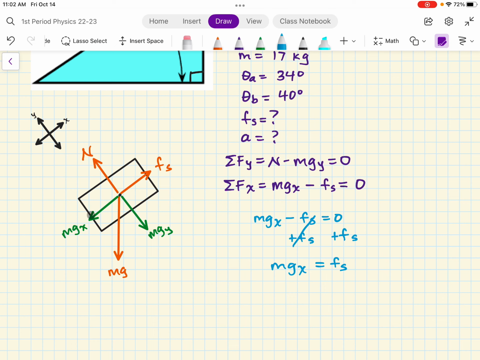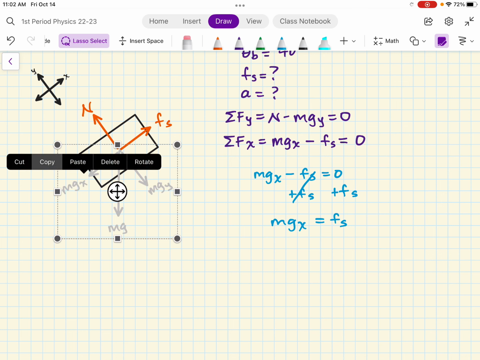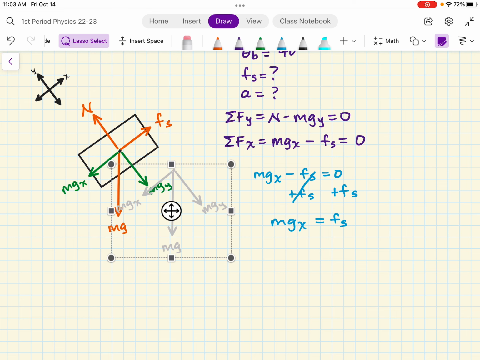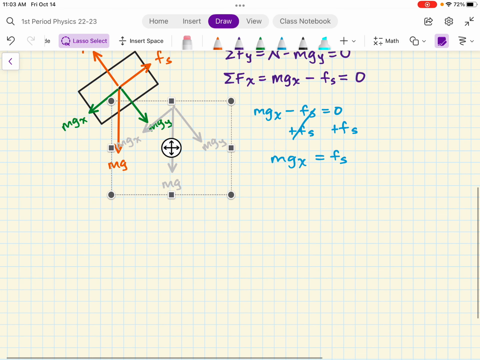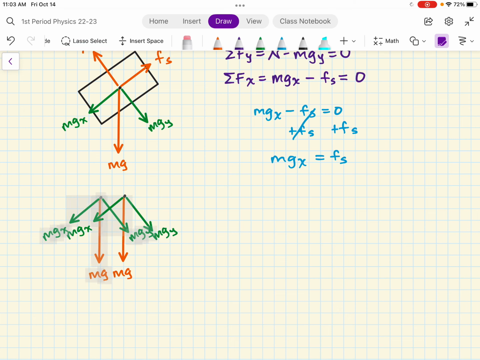Now I need to know what mgx is, and I can do that because I know the mass of the block and I know acceleration due to gravity, and I also know I need to use trigonometry, right? I've got to use trig. So what I'll do is redraw my forces. I'm just going to copy these three forces, and then use trig to solve for mgx.